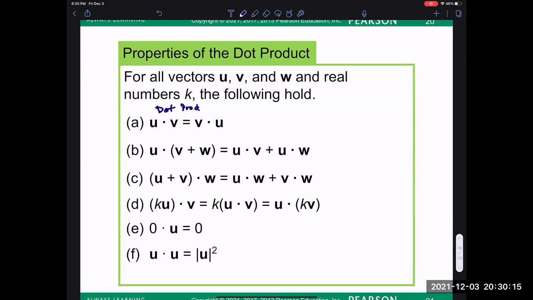This was called the commutative property of multiplication in algebra, that basically 5 times 2 is the same as 2 times 5. Well, it works the same way for the dot product of vectors. So if you got comfortable with that ability that you could reverse things around when multiplying numbers, you can do the same thing with the dot product of vectors.